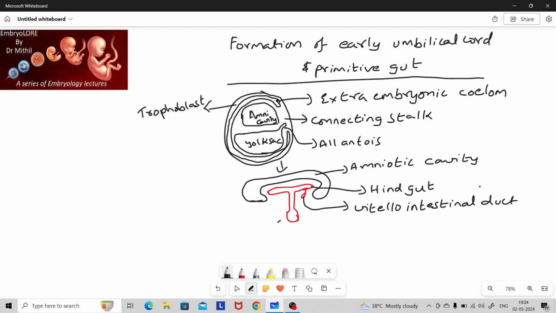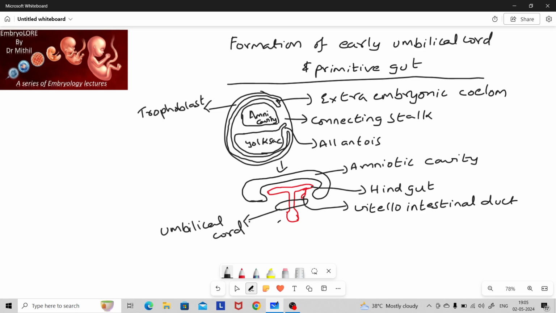Further growth will be happening, due to which at this area, this is the area where the future umbilical cord will be forming. So here we can say that is the umbilical cord. Okay, and then the primordium of the umbilical cord, which is also called the connecting stalk. So within the connecting stalk, in the fifth week, there will be extra embryonic mesoderm, vitellointestinal duct, remnants of the yolk sac, and then the allantois.